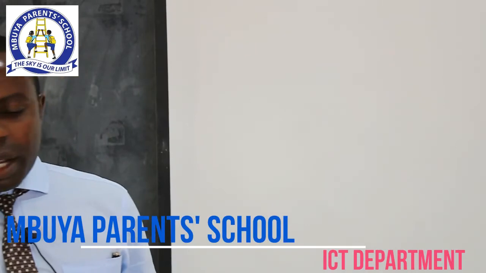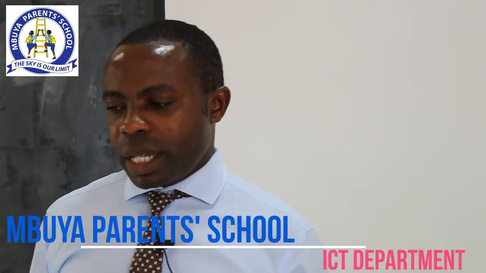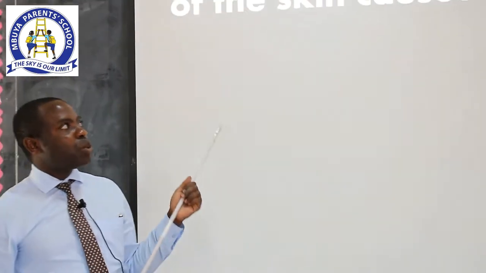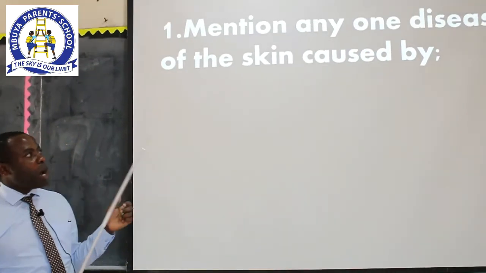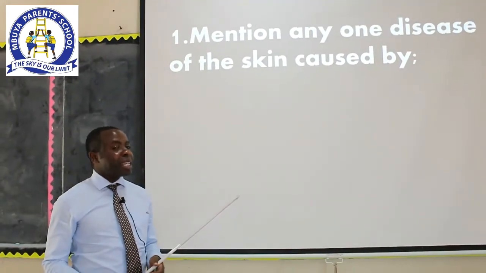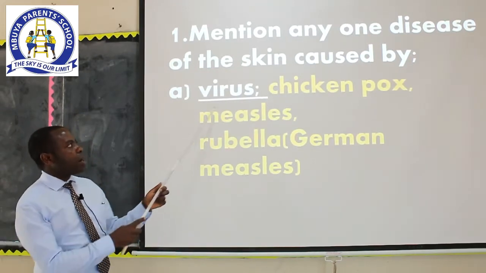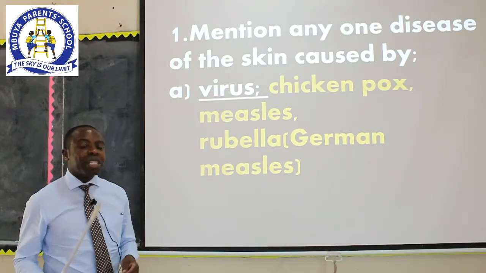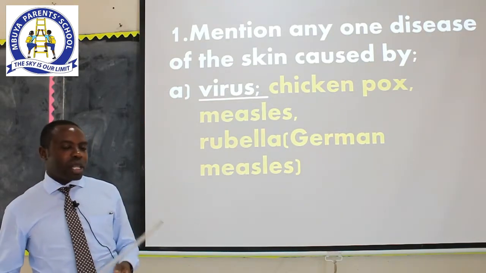We had the work whereby we had seen the diseases that affect the human skin. And remember, we said these diseases are caused by germs, and the germs were grouped under fungi, bacteria, and viruses. So number one of the work was to name at least one disease caused by, where we had A, and that was virus. And we said those caused by viruses are what we called viral diseases of the skin.